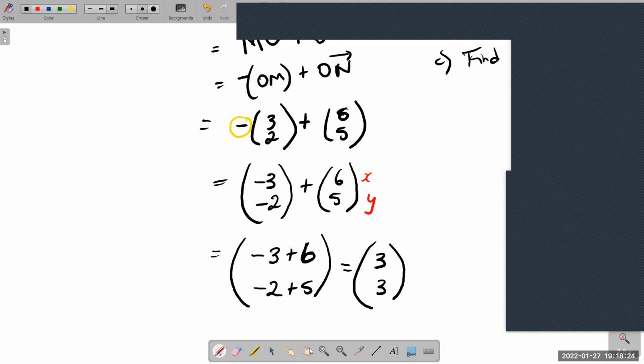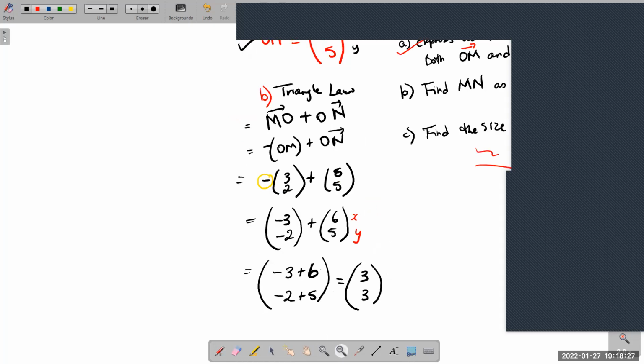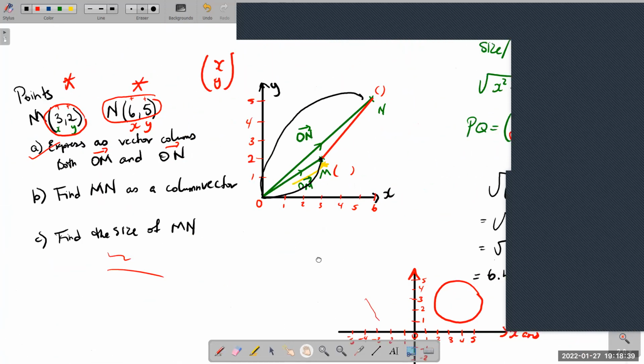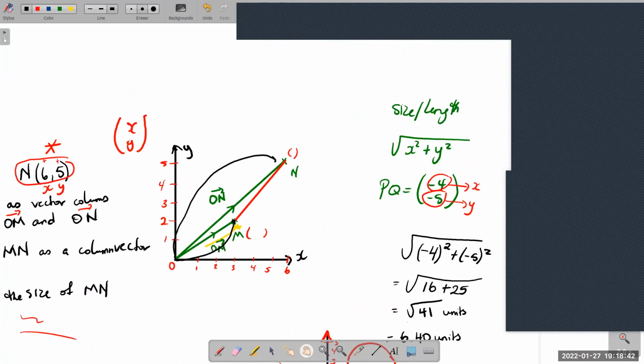Excellent. So what does this tell us? This tells us that MN, because that's what we're finding, to go from M to N, we needed to move 3 to the right and 3 up. Let's see if that's true. Let's look at the picture to see if that's true. Where's M? M is here, right? How much did we have to go across? This is 1, 2, 3. And how much did we have to go up? 1, 2, 3. So that was 3 upward movements and 3 right movements to move from M to N. Everybody seeing the connection now?